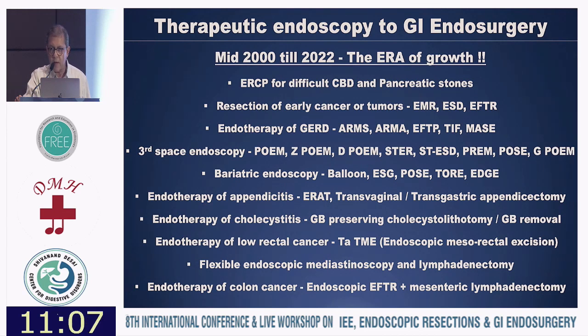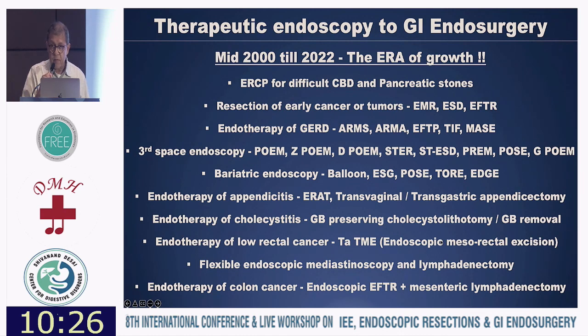You see here, ERCP was not only restricted to simple CBD stones, but we could treat even very difficult CBD stones or hard radio-opaque pancreatic stones, and even treat patients of Mirizi syndrome. People started resecting early cancers by EMR, ESD, FTR, treating patients of GERD with ARMS, ARMA, full thickness plication, TIF or MUSE procedures. Third space endoscopy caused a tremendous revolution. Various procedures I showed you before. Bariatric endoscopy was being practiced. You see here, endoscopic sleeve gastroplasty, POSE procedure or the TORe procedure, edge.